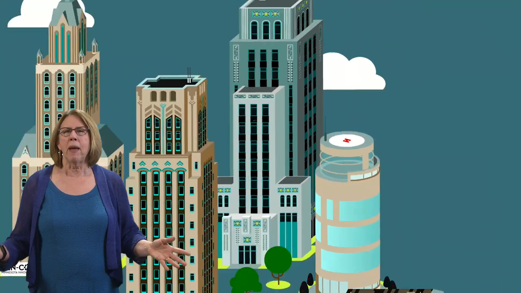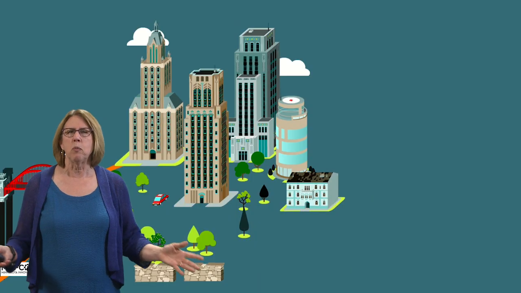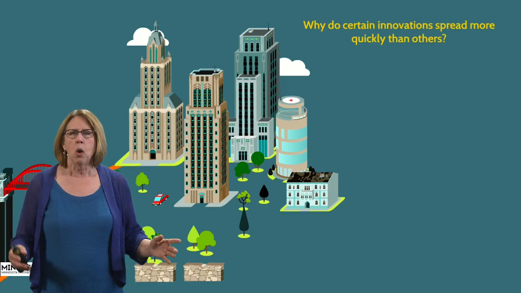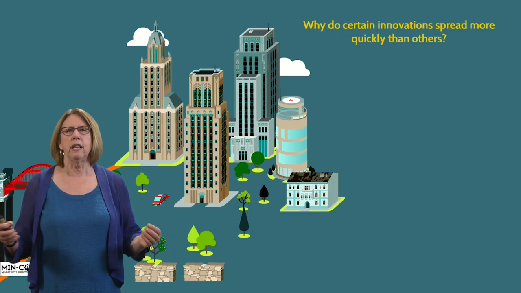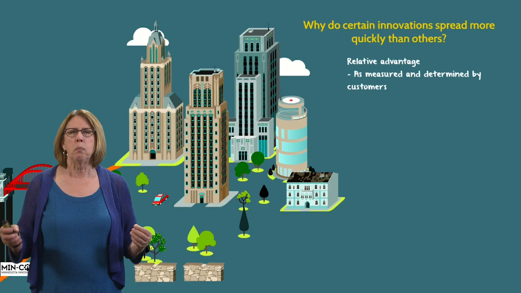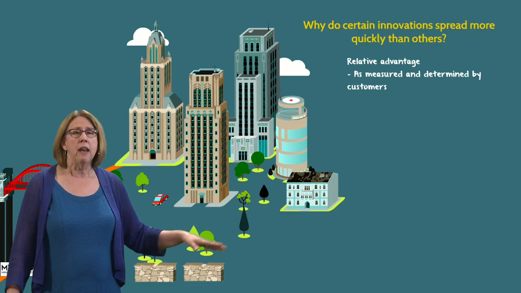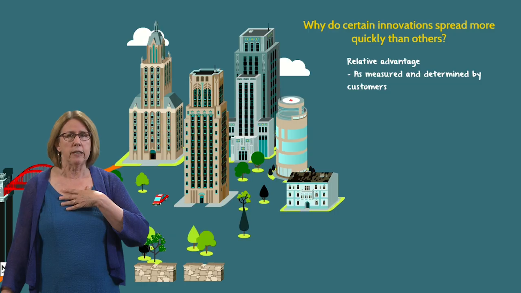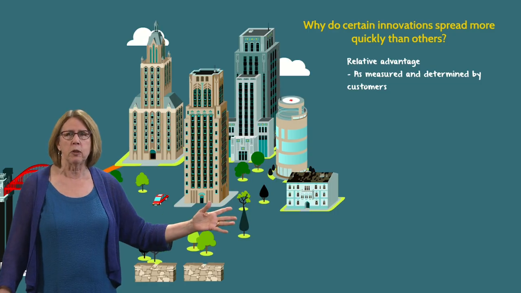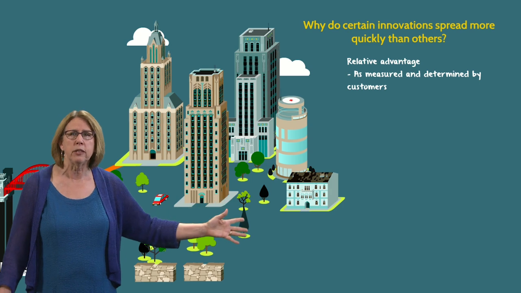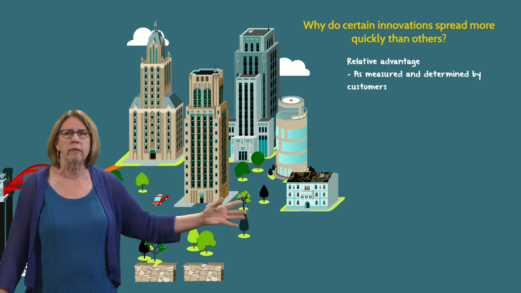So let's think a little bit about why some innovations spread more quickly than others. Everett Rogers actually identified a number of characteristics. One is relative advantage. Are you better than their current alternative? Not as you would measure it, but as your customers would measure it. And that's why customer discovery and customer outreach are so important.